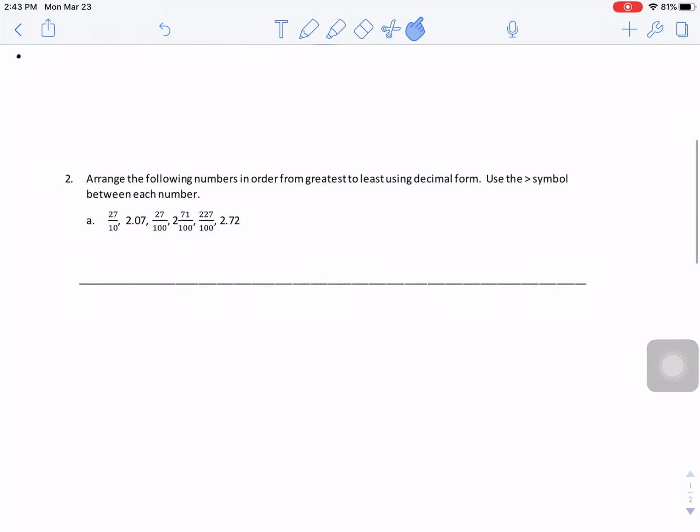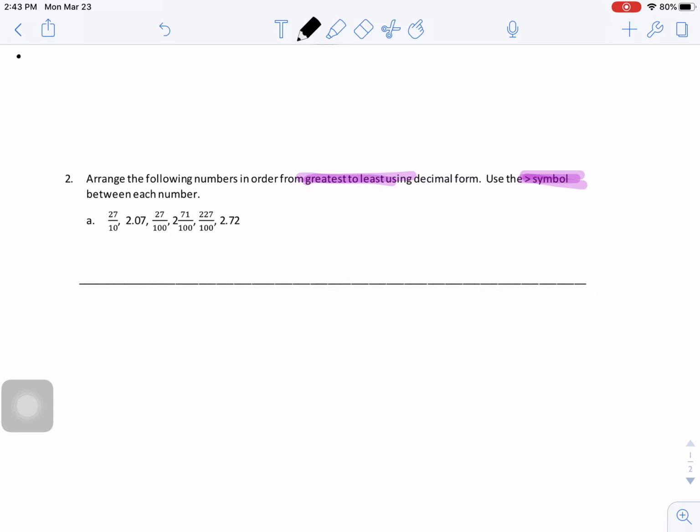On your homework, it is also going to ask you to order numbers from least to greatest in decimal form using the greater than symbol. So we're going to go from greatest to least, and in between them, we're going to use the greater than symbol. Make sure you order them greatest to least, or whatever it says. Some of them will trick you and say least to greatest.